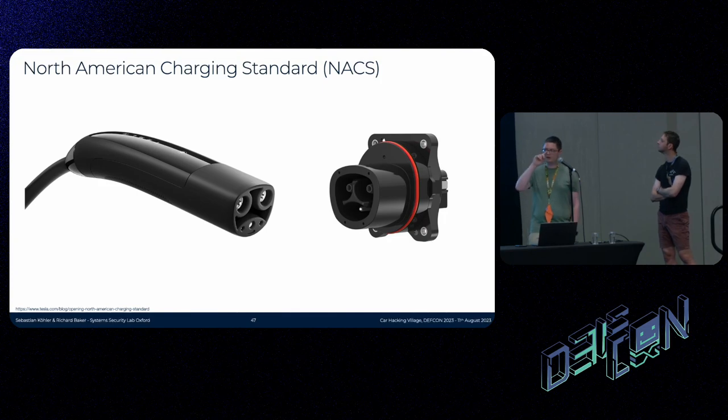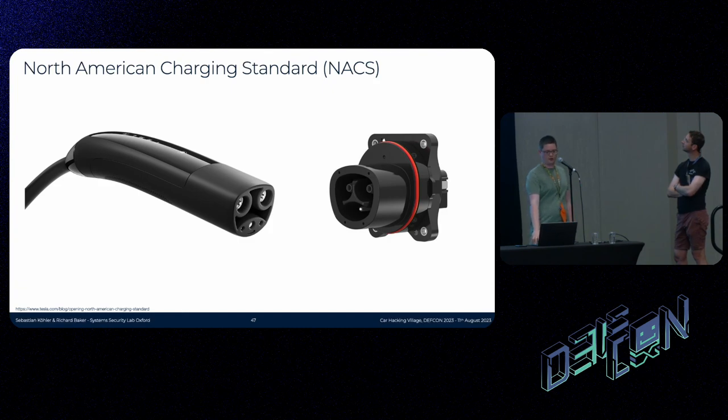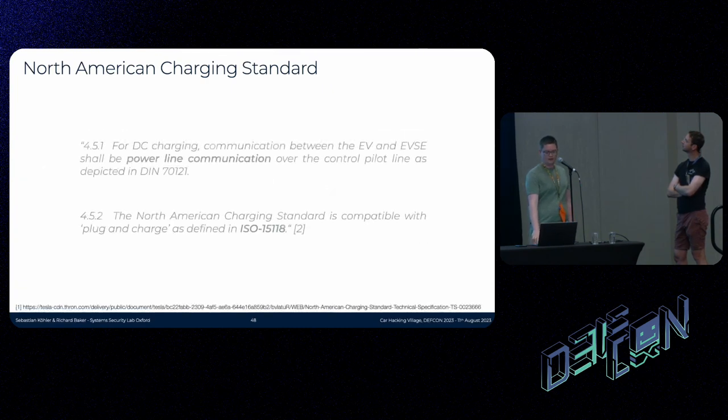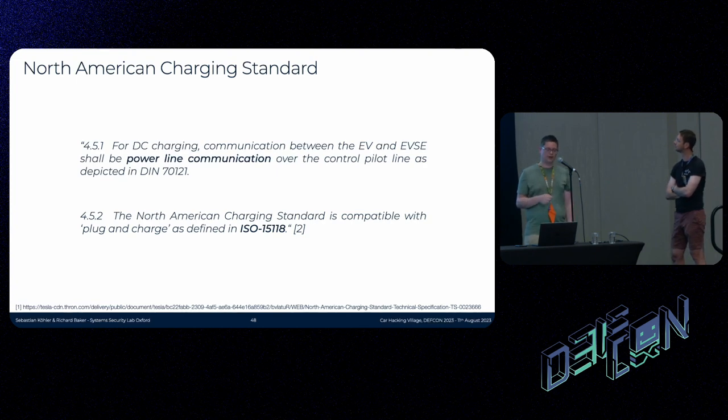And now there's also the North American charging standard. I guess you all know it. It's the Tesla plug. And they say basically that for DC charging, the electric vehicle, or NACS, should support power line communication to make it compatible with DIN 70121. And it should also support ISO 15118, which means if it needs to support ISO 15118, it needs to support PLC communication.